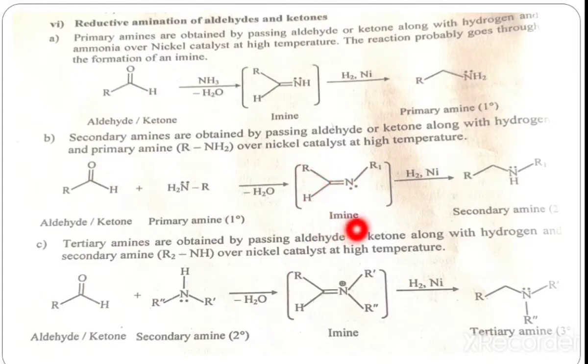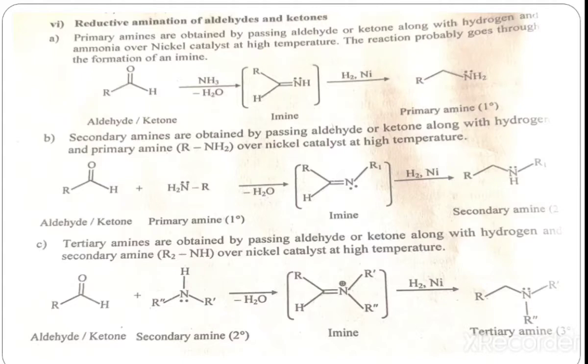Now this imine undergoes reduction by using H2 in the presence of nickel. Here we get the secondary amine. That means CH becomes CH2, then NH, and here R1. We get the secondary amine. Why is it a secondary amine? Because the N is attached to two alkyl groups. Therefore this is a secondary amine.